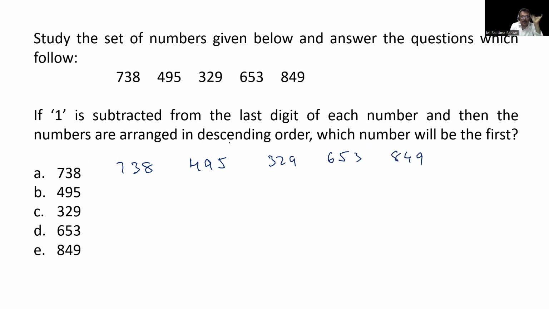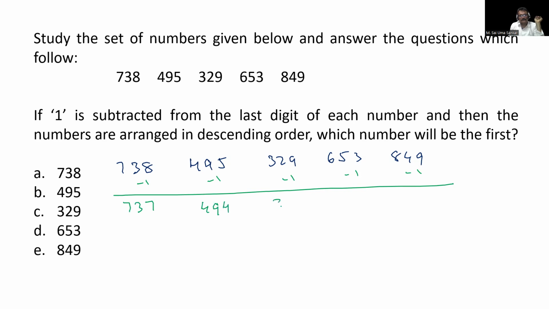One is subtracted from the last digit. Last digit means unit digit. Okay, first digit is hundreds place, right? Next, minus 1, minus 1, minus 1, minus 1, minus 1. So the numbers are 737, 494, 328, 652, 848. Next, if you arrange the numbers in descending order, which number will be the first? So that is obviously 849, or not.